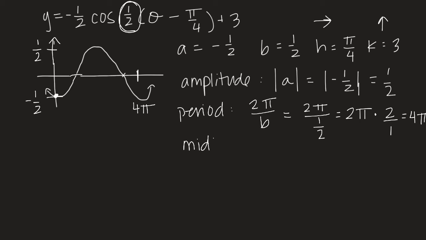Midline is y equals k. So it's however much you're shifting up and down, and it's just this line that goes through the center of the curve. Since we shifted up 3, k is 3, that means it's y equals 3. So then this is now 3. This midline is not 0 anymore. It's not the x-axis. It's been shifted up 3.